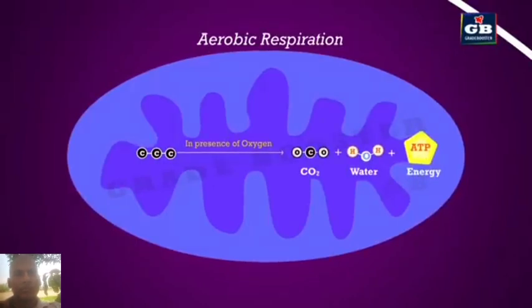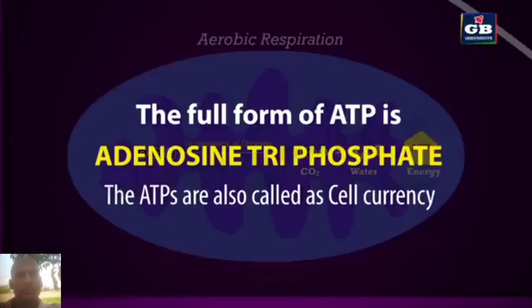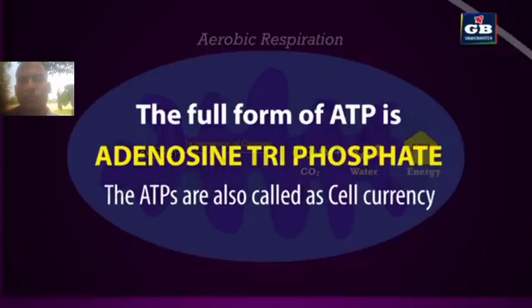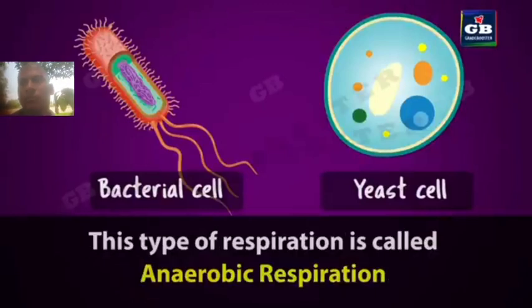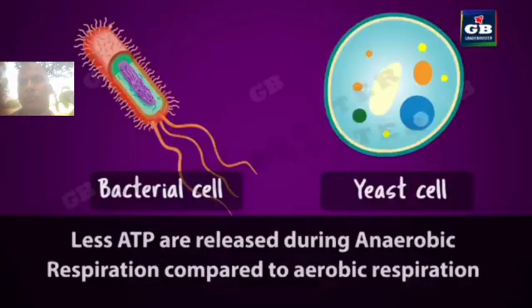This energy gets packed in ATP molecules. The full form of ATP is adenosine triphosphate. These ATPs supply energy to different activities of the cells. For this reason, these ATPs are called cell currency. In some organisms, oxygen is not needed for respiration. This type of respiration is called anaerobic respiration. But in anaerobic respiration, fewer ATPs are released when compared with aerobic respiration. Anaerobic respiration is observed in organisms like bacteria and yeast.